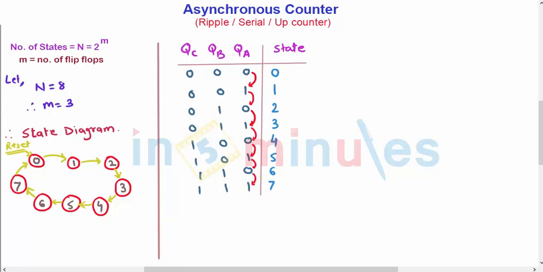Similarly, if you observe QB, QB is changing, but when? QB is changing only when A goes from 1 to 0. See, when A goes from 0 to 1, QB is 0. In the next cycle, the second clock cycle, when A goes from 1 to 0, QB also goes from 0 to 1. When A goes from 0 to 1, there is no change in B, so B remains the same, 1. But when A goes from 1 to 0, there is a falling edge, so it will again change from 1 to 0. QB will change from 1 to 0.